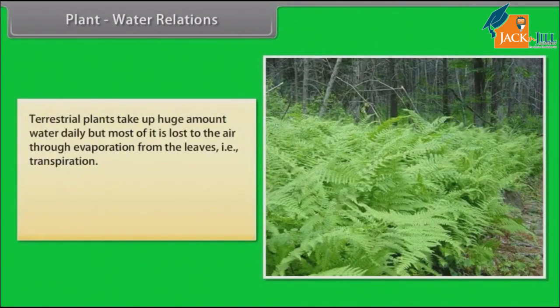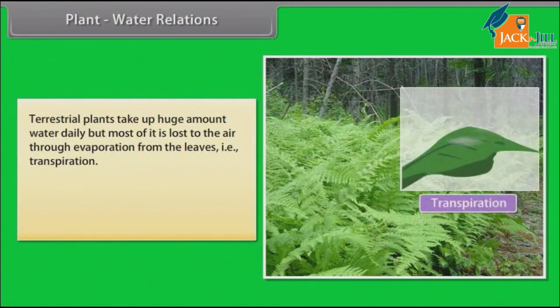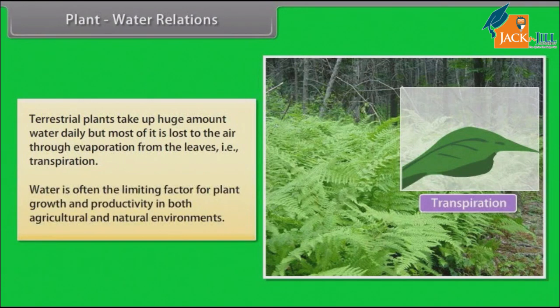Terrestrial plants take up a huge amount of water daily, but most of it is lost to the air through evaporation from the leaves, which is termed transpiration. Do you know that a mature corn plant absorbs almost 3 liters of water in a day, while a mustard plant absorbs water equal to its own weight in about 5 hours? Because of this high demand for water, it is not surprising that water is often the limiting factor for plant growth and productivity in both agricultural and natural environments.